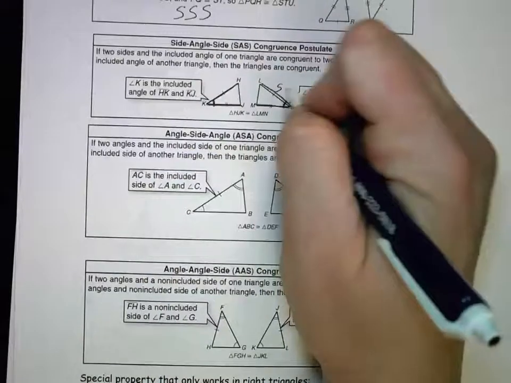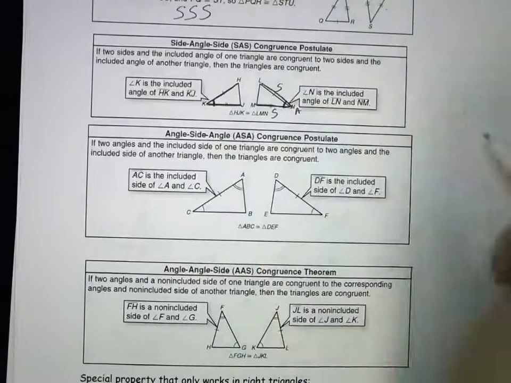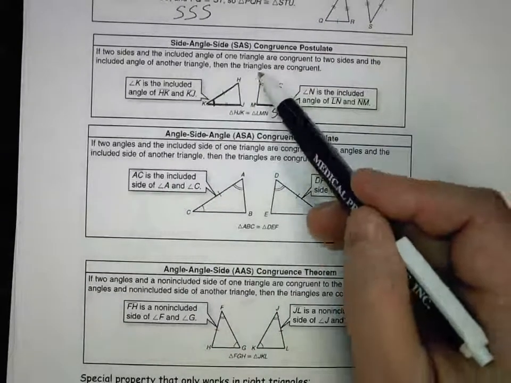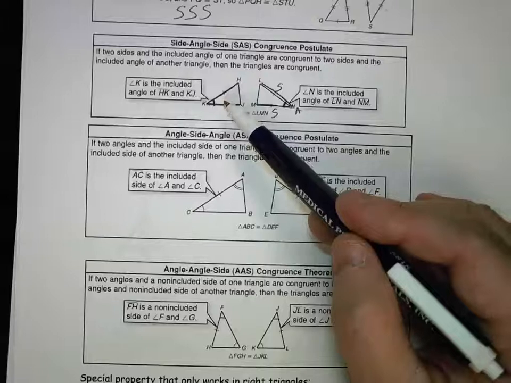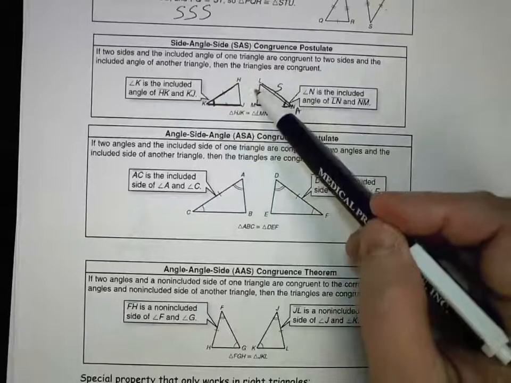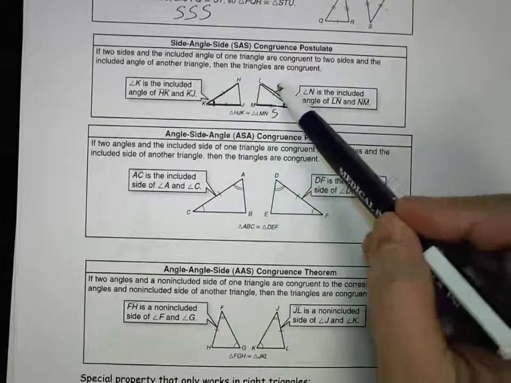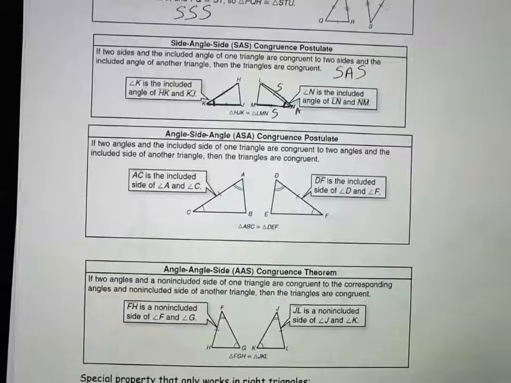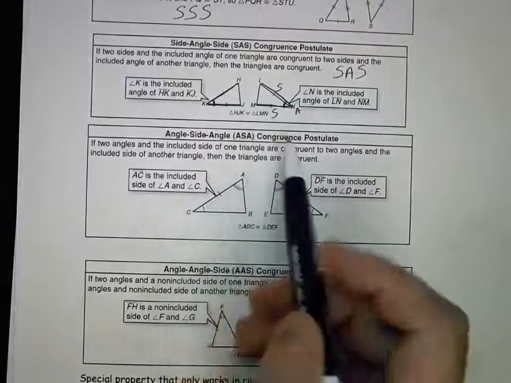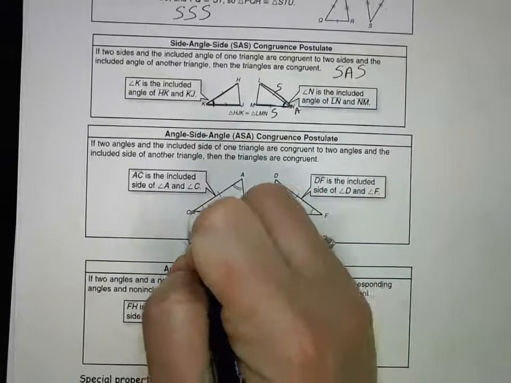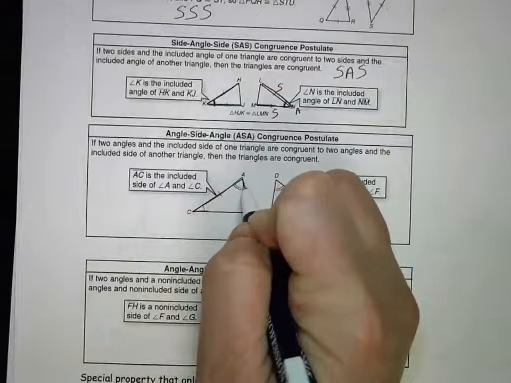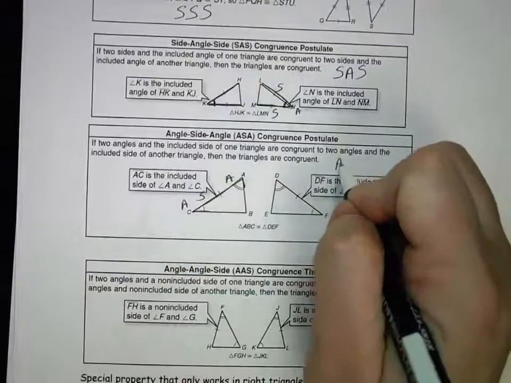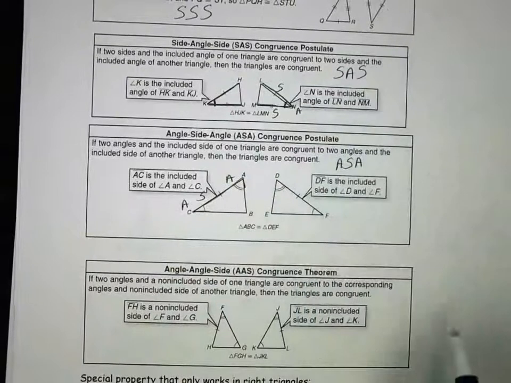And sometimes I think it helps to label these with S's and A's. And see how we have this part here that isn't marked with anything? You can start on either side of that. So this is the unmarked part, and then you would have side, angle, side. The next one, angle, side, angle. We know this angle, this side, and then this angle. So we have angle, side, angle.